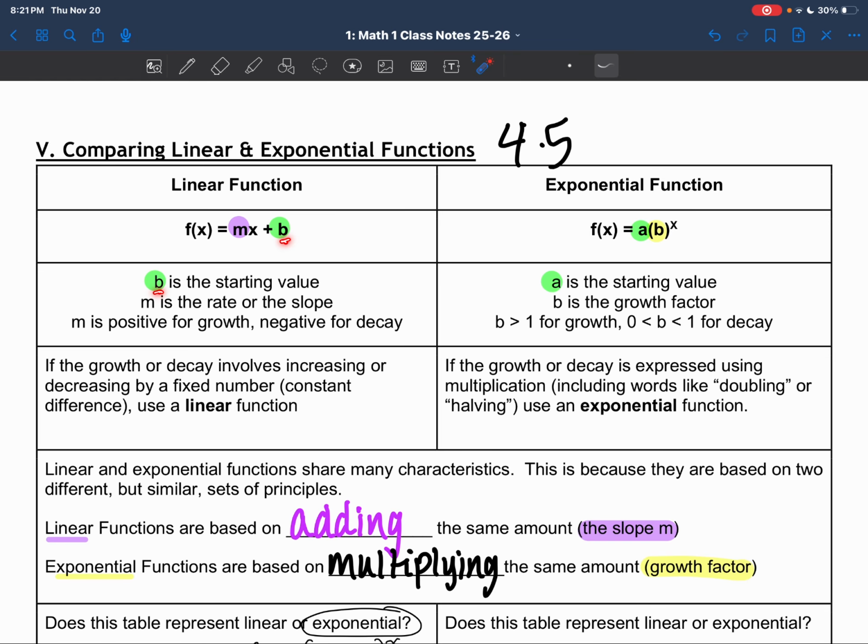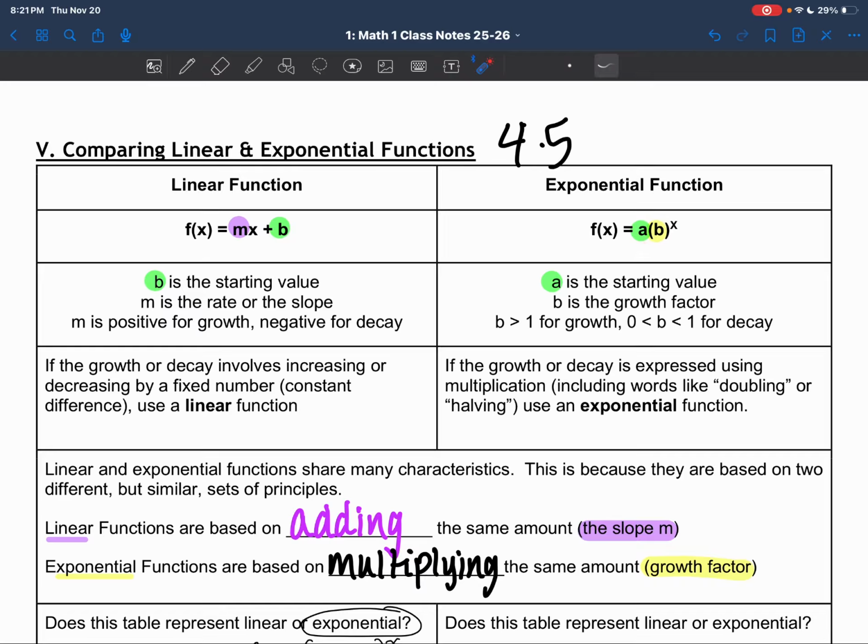B is your y-intercept, that's your starting value. M is your rate, or your slope. And if m is positive, it's growth, negative for decay. All right, so if growth or decay involves increasing or decreasing by a fixed number, which is your common difference, that's a linear function.